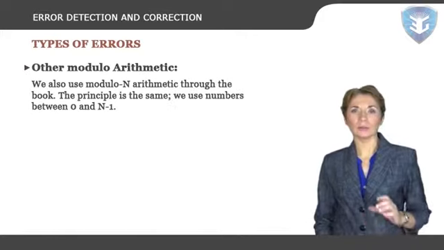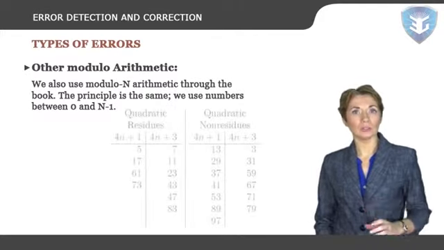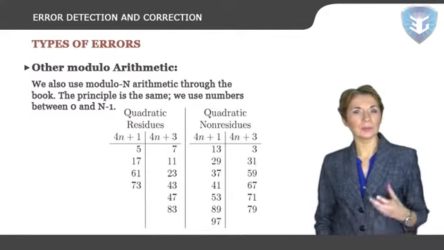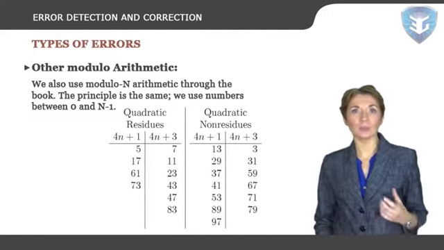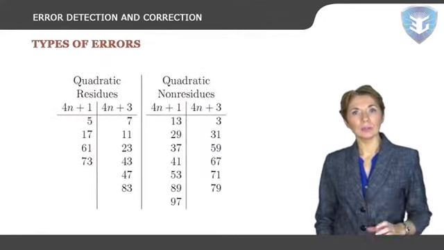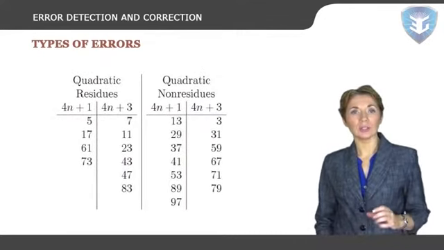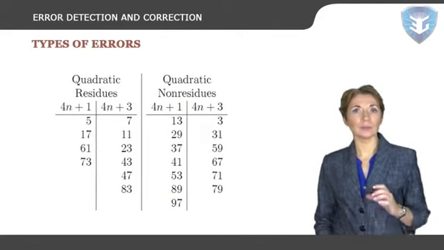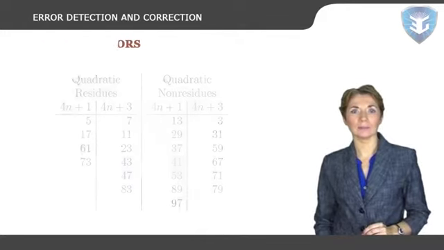Other modulo arithmetic. We also use modulo n arithmetic throughout the book. The principle is the same. We use numbers between 0 and n minus 1. If the modulus is not 2, addition and subtraction are distinct. If we get a negative result, we add enough multiples of n to make it positive.